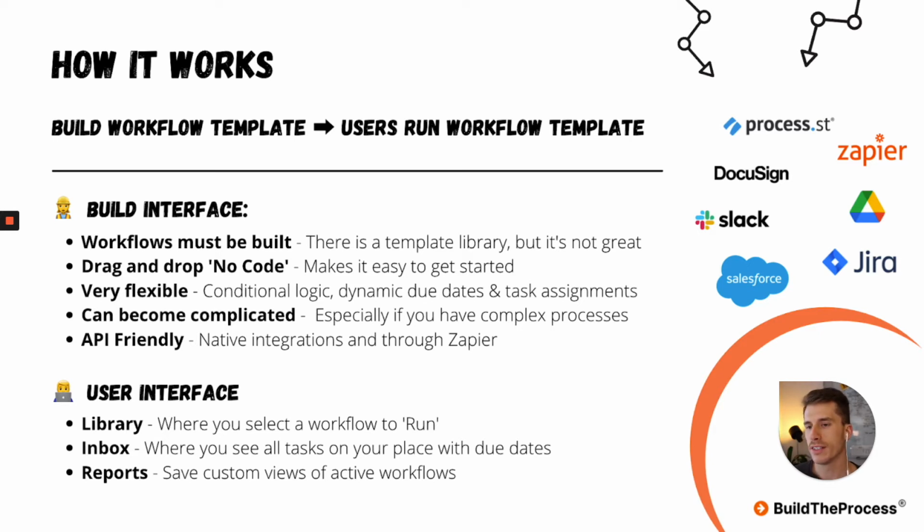From a user interface side, there's really three main components on the front end. You have your library, where you go and select a workflow to run. You have your inbox, where you see all tasks that are on your plate and when they're due. And then you have reports, which is where you can save custom views of active workflows so you can keep an eye on things from a macro level as well.